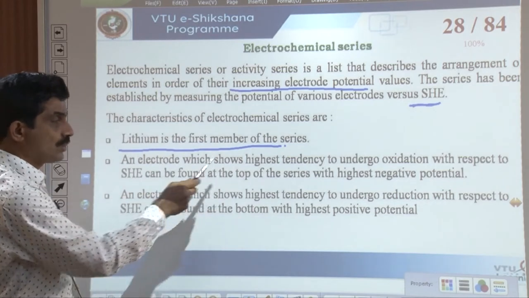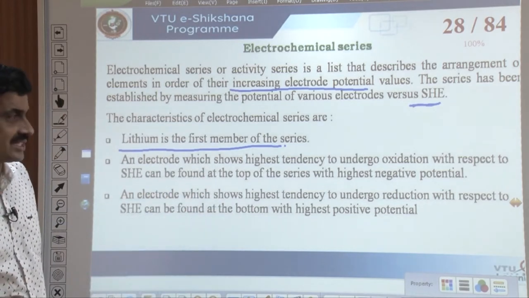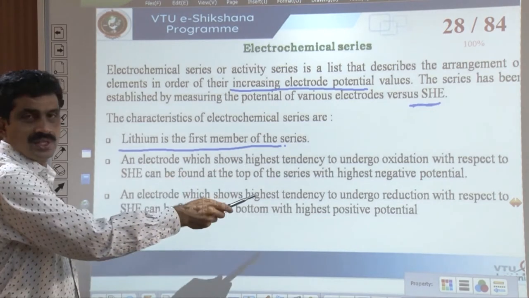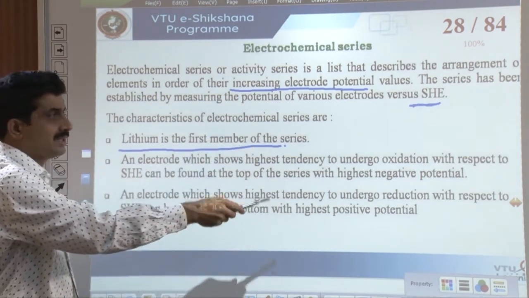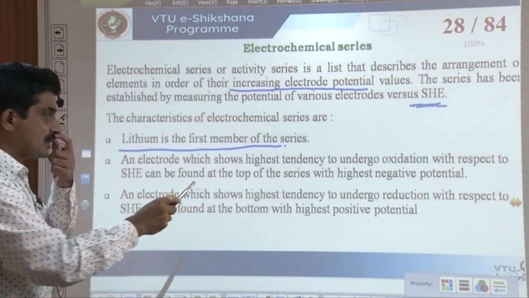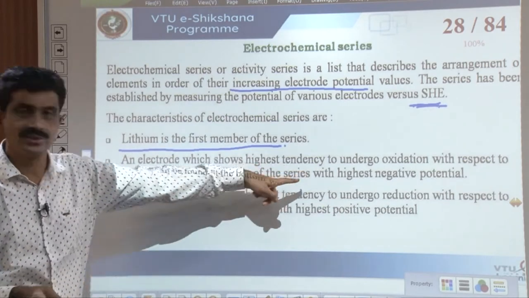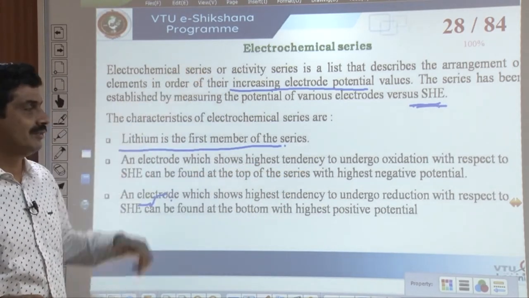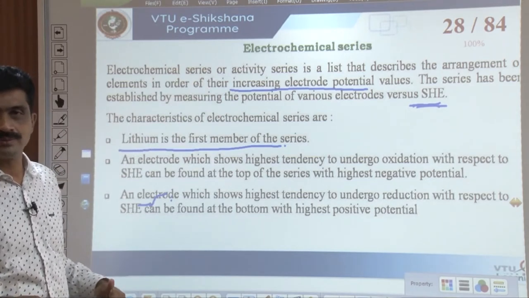An electrode which shows the highest tendency to undergo oxidation with respect to SHE. So, it is with respect to SHE. Because the value has been determined versus SHE, an electrode which shows the highest tendency to undergo oxidation with respect to SHE can be found at the top of the series with the highest negative potential value.